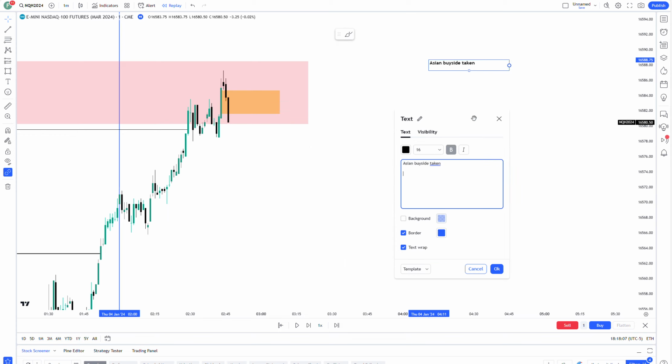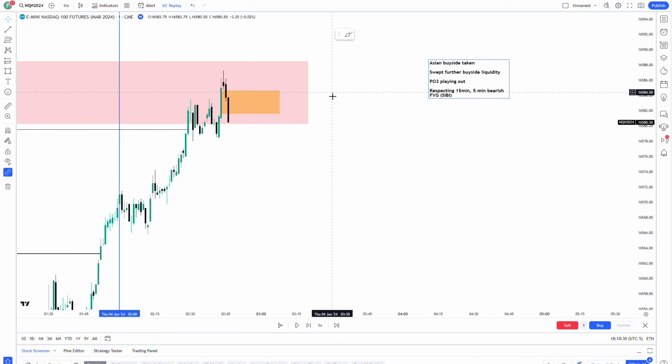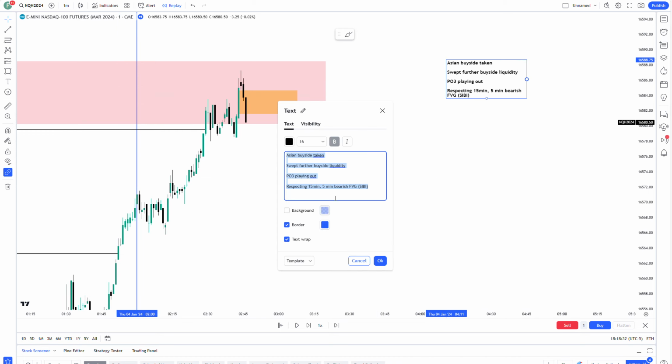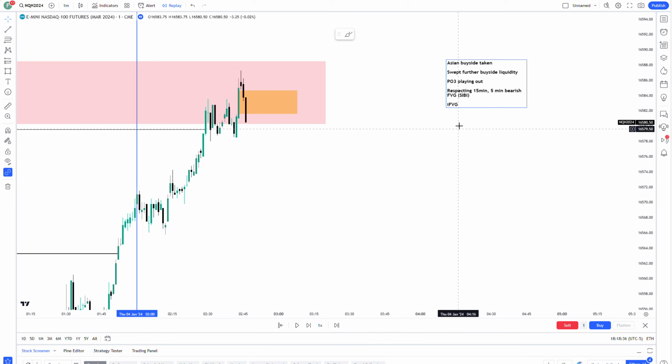Asian buy side has been taken. We've swept further buy side liquidity. We have the power of 3 potentially playing out. We're respecting the 15 minute and the 5 minute bearish fair value gap. That is also called a SIBI, a sell side imbalance, buy side inefficiency. So I'll use that name interchangeably. And now technically we've got an inversion, so an inversion fair value gap. So notice how there's multiple confluences.